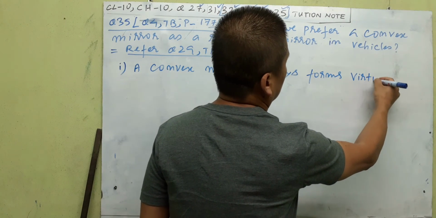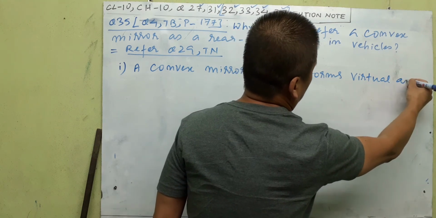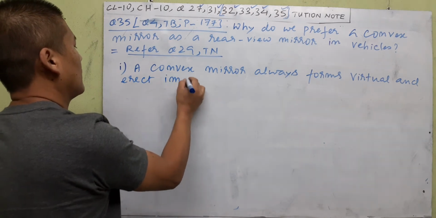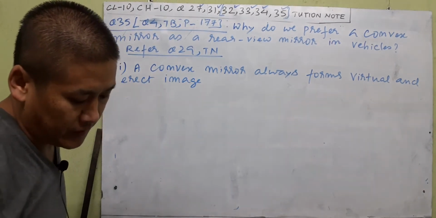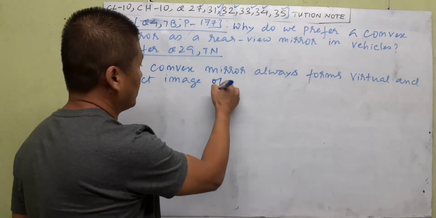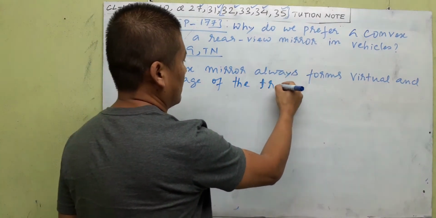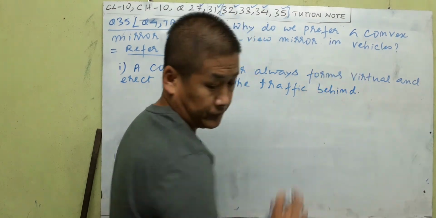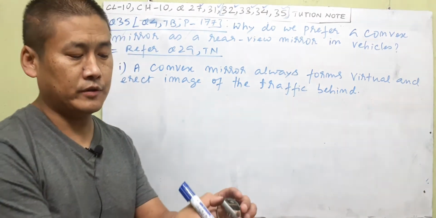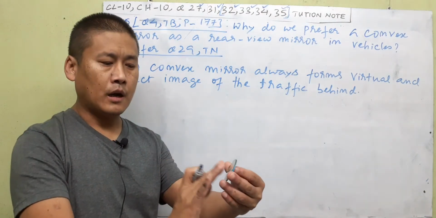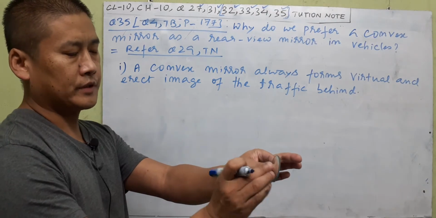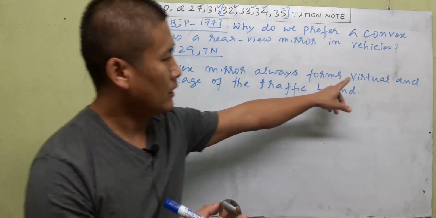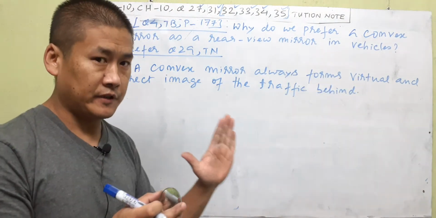virtual and erect image of the traffic behind, meaning the image of the vehicles behind. That's an advantage, right? Because this is now a real convex mirror, the kind used by cars for the driver to see the back traffic. Now this convex mirror, we learned in question 29, forms only virtual and erect. It never forms a real inverted image.